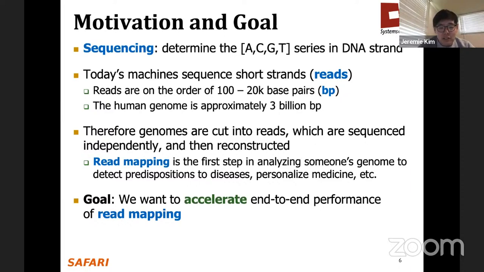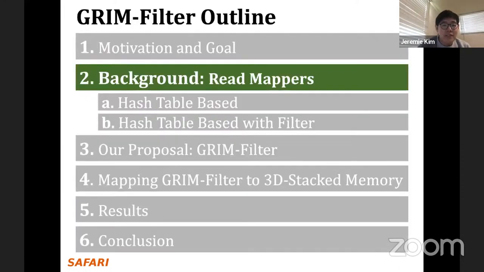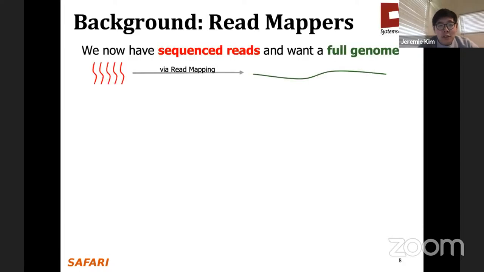So the goal here is to accelerate end-to-end performance of read mapping. I'll go into the background of read mappers, and in this paper, we focused on hash table-based read mappers because they were more accurate and more comprehensive compared to other methods. So what read mappers do is basically take a number of the sequenced reads, which are around 100 base pairs in our paper here, and we reconstruct the full genome, which is the green strand on the right.